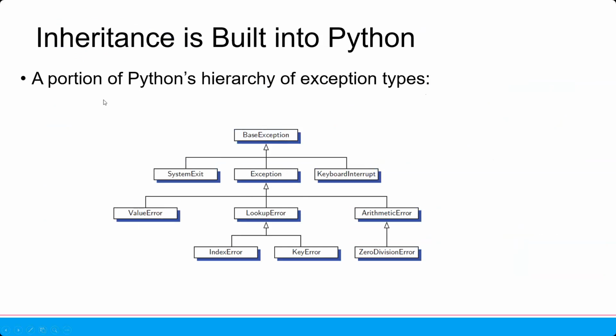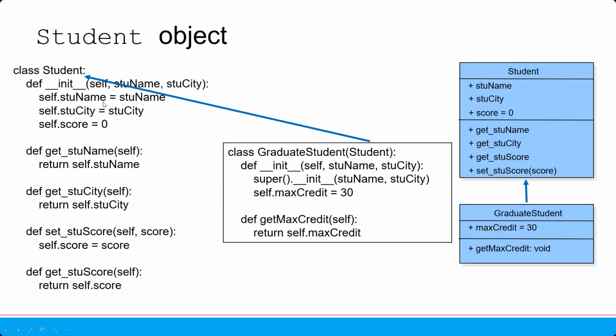Now let's see with an example. We have student. This is a student class. This is the data member, and this is the method. So we have the student name, student city, and score equals 0. And then we have the methods get student name, get student city, get student score, set student score. We already did this one last time.